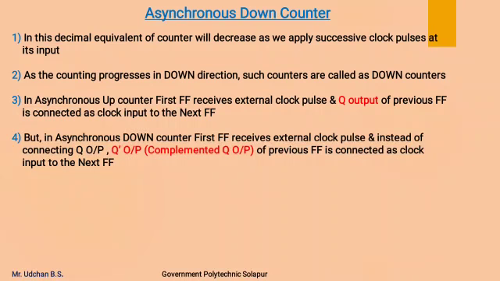As we studied in the asynchronous up counter, the first flip-flop receives the external clock pulse and the Q output of the previous flip-flop is connected as clock input to the next flip-flop. But in the asynchronous down counter, instead of connecting the Q output as a clock input to the next flip-flop, the complementary Q output is connected as a clock input to the next flip-flop.